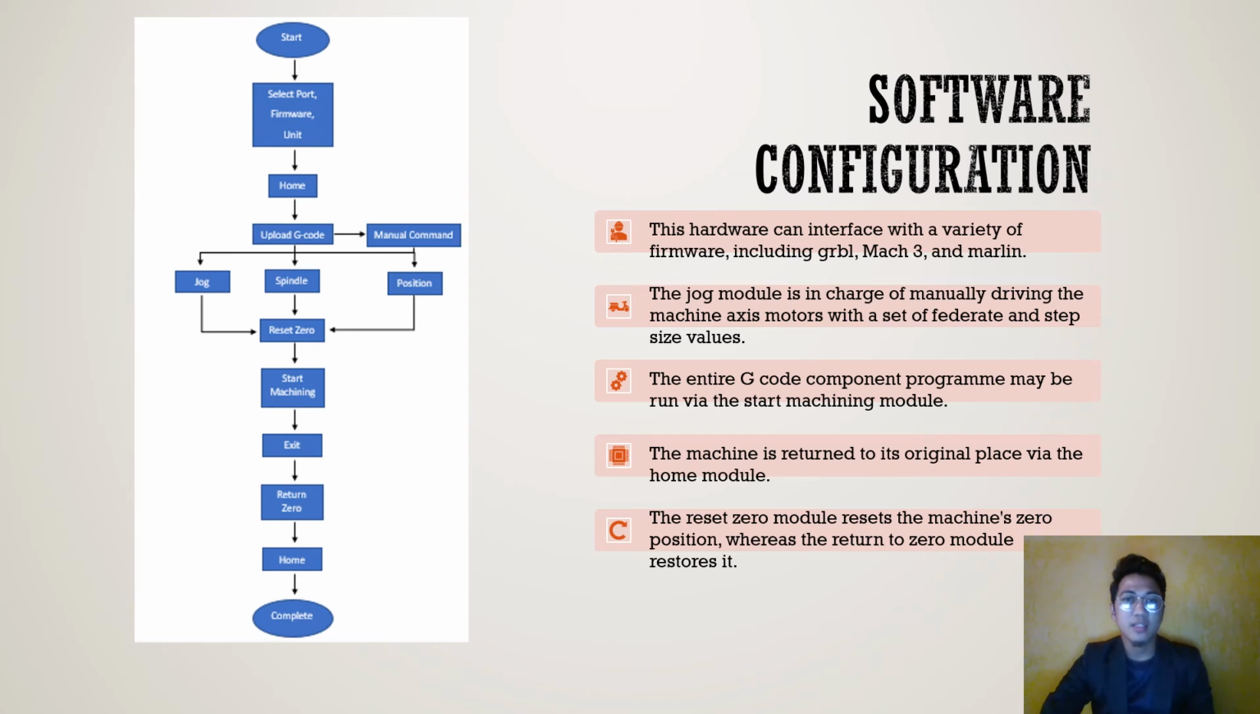Second, the Jog module is in charge of manually driving the machine axis motor with a set of feed rate and step size values. The location module directs the machine movement to exact coordinates. Third, the entire G-code program may be run via the start machining module. Fourth, the machine is returned to its original place via the home module. Fifth, the reset zero module resets the machine zero position, whereas the return to zero module restores it.